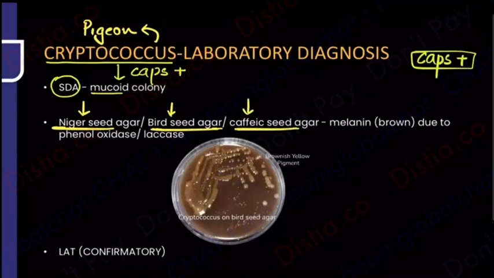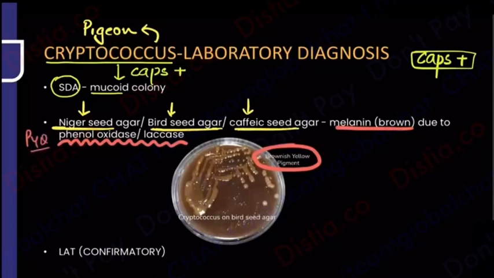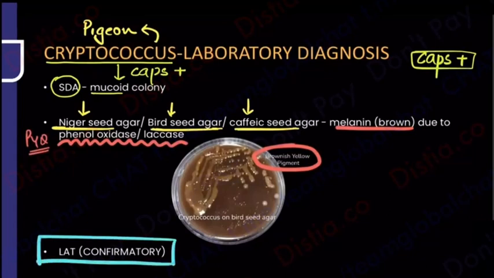But now your question will be, why brown? What is the reason for it to form brown? Brown color is due to melanin. And why is that being produced? Because of the enzyme called laccase or phenol oxidase. Very, very important previous year question. The enzyme responsible for this is phenol oxidase or laccase. Finally, if someone asks you what the confirmatory test is, it is LAT, and you must have seen this in previous years. LAT stands for latex agglutination test.